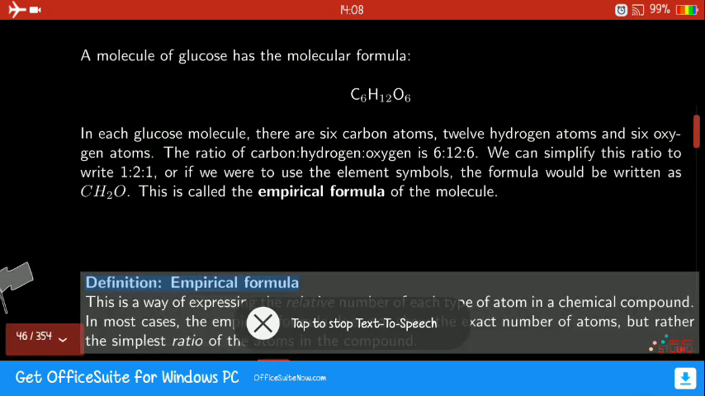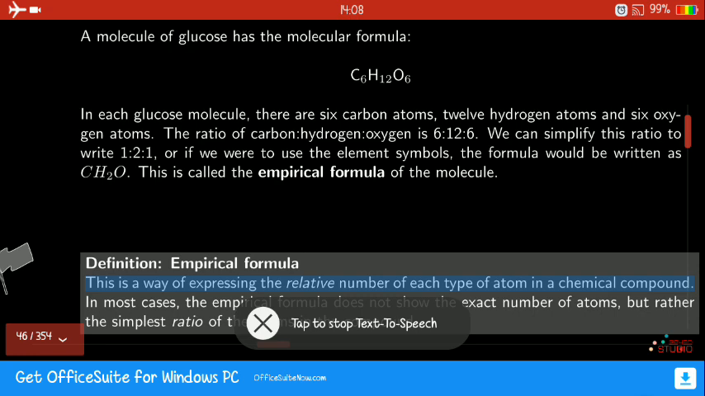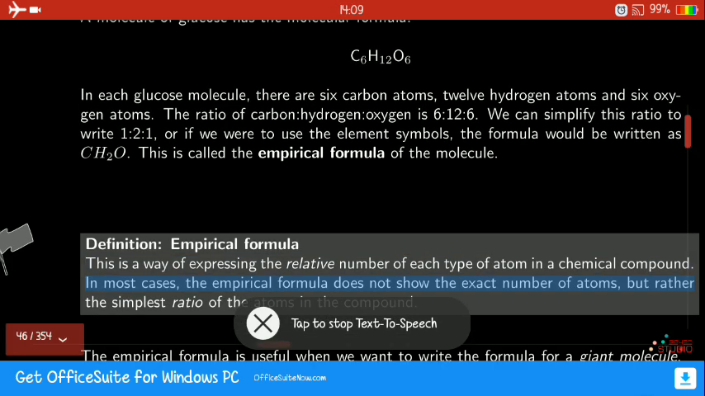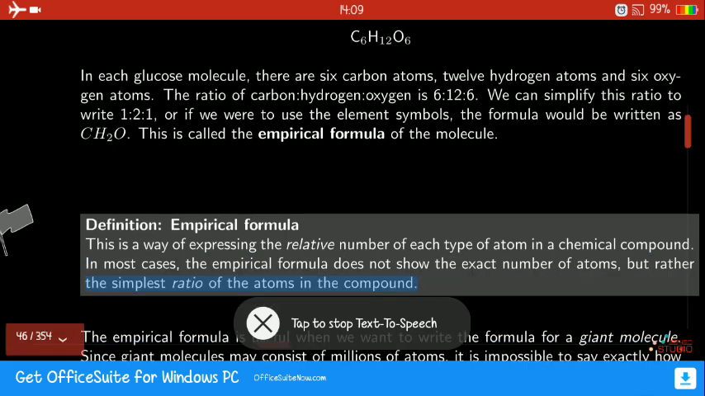Definition: empirical formula. This is a way of expressing the relative number of each type of atom in a chemical compound. In most cases, the empirical formula does not show the exact number of atoms, but rather the simplest ratio of the atoms in the compound.